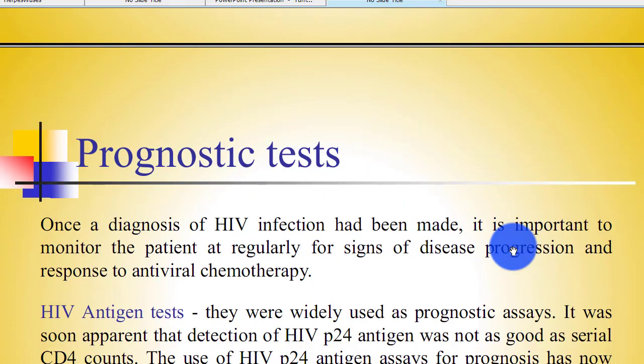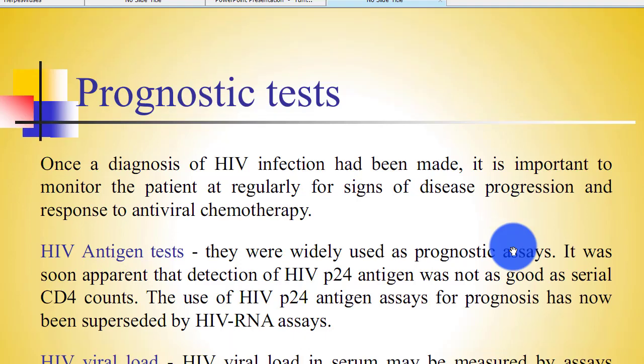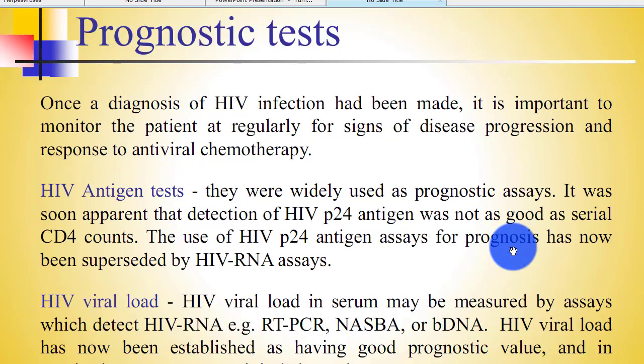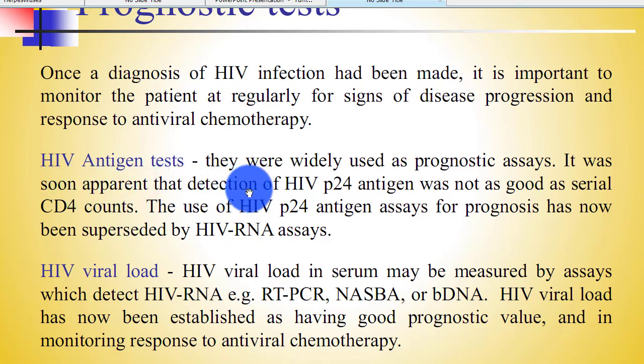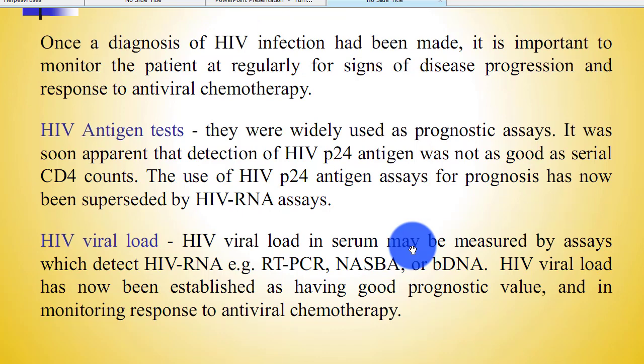Prognostic tests. Once a diagnosis of HIV infection has been made, it's important to monitor the patient at regular intervals for signs of disease progression and response to antiviral chemotherapy. HIV antigen tests were widely used as prognostic assays. The p24 antigen was not as good as serial CD4 counts. The use of HIV p24 antigen assay for prognosis has now been superseded by HIV RNA assays.